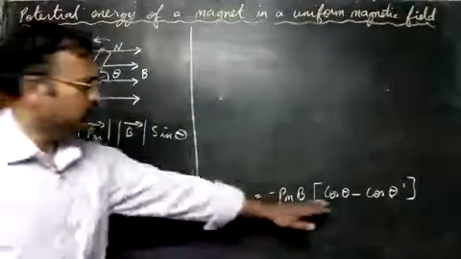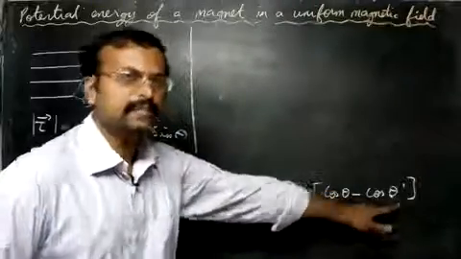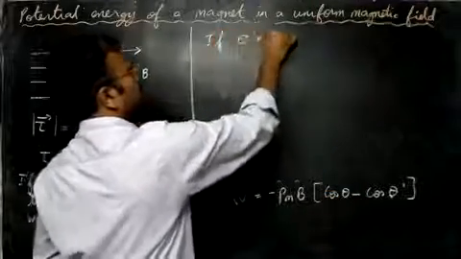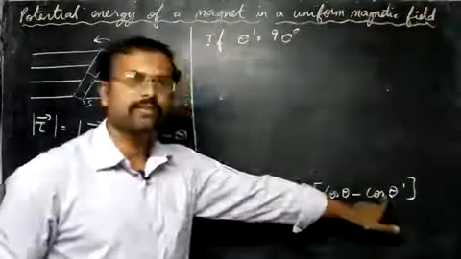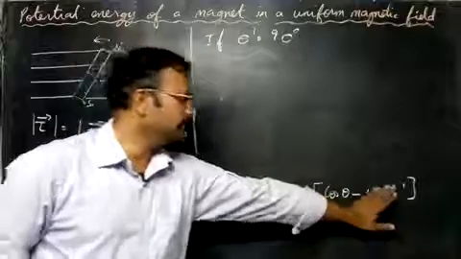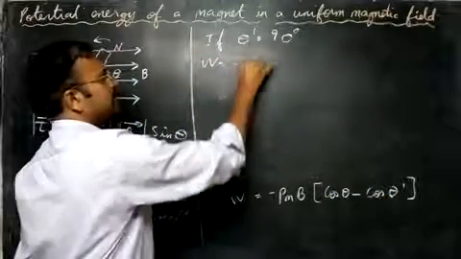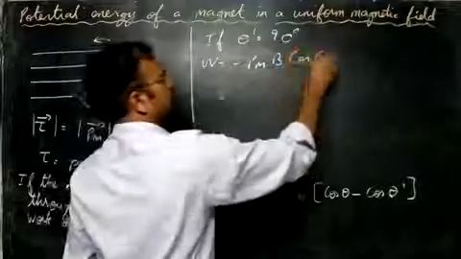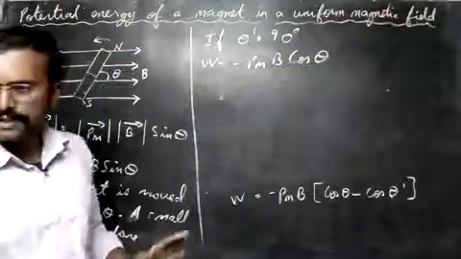In this equation, if theta dash is equal to 90 degrees, let's imagine the initial condition was at 90 degrees, what will happen? Cos 90 is 0, so this term will vanish. We get the work done equal to minus Pm B cos theta. So that's the work done.